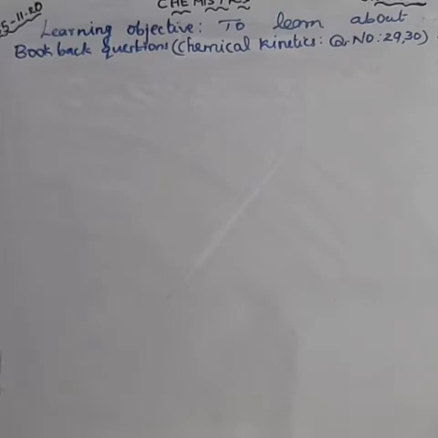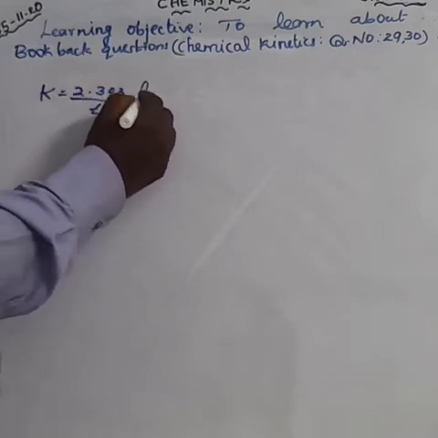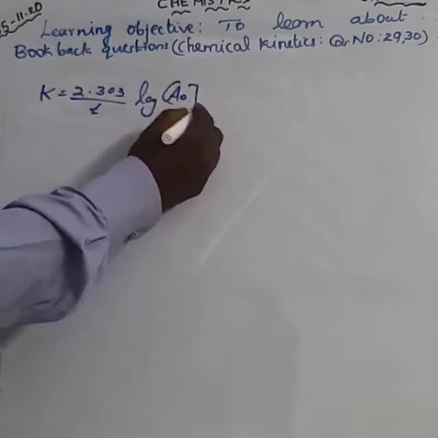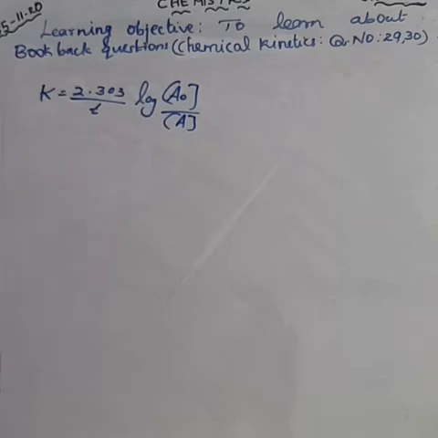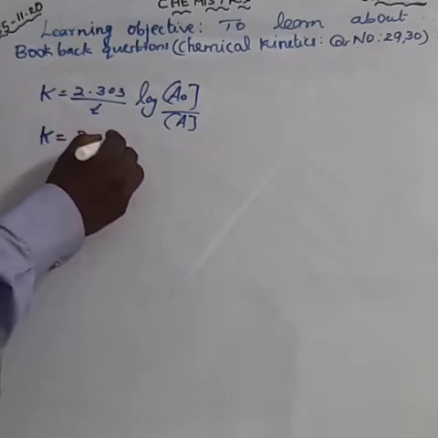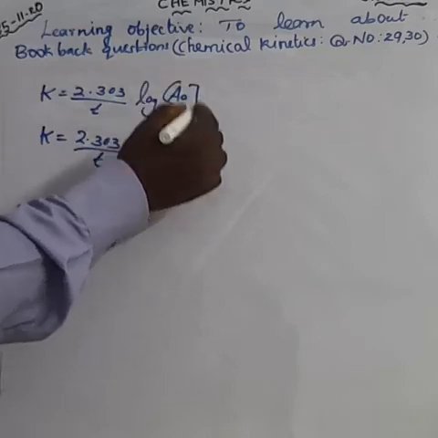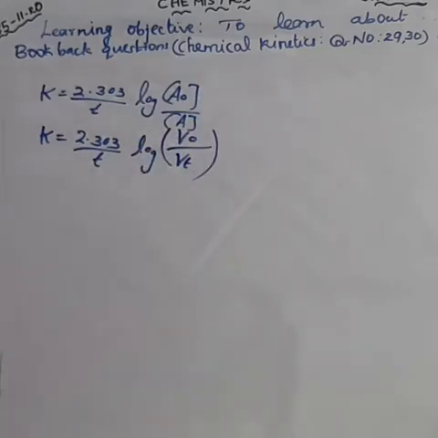Which formula is applicable here? K is equal to 2.303 divided by T log of A naught divided by A. This is the formula. With a little change, K is equal to 2.303 by T log of V naught divided by VT. This can be applied.